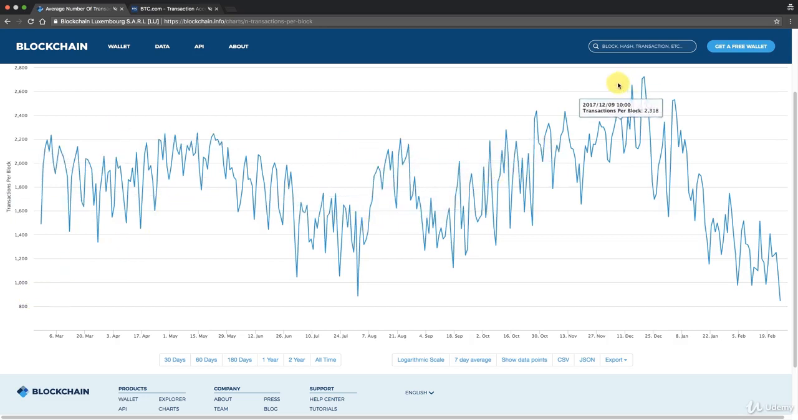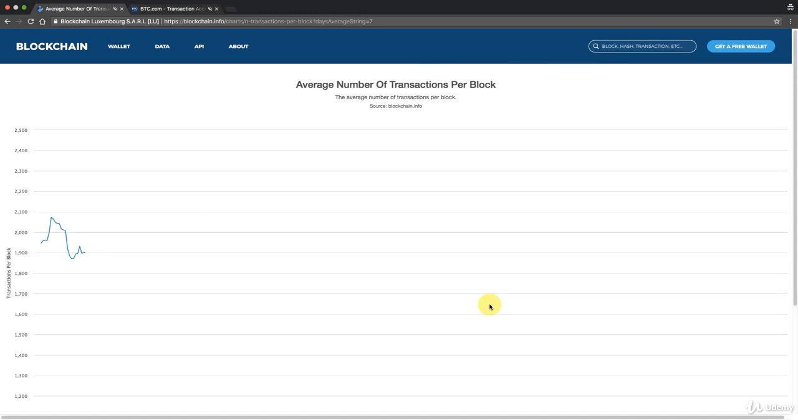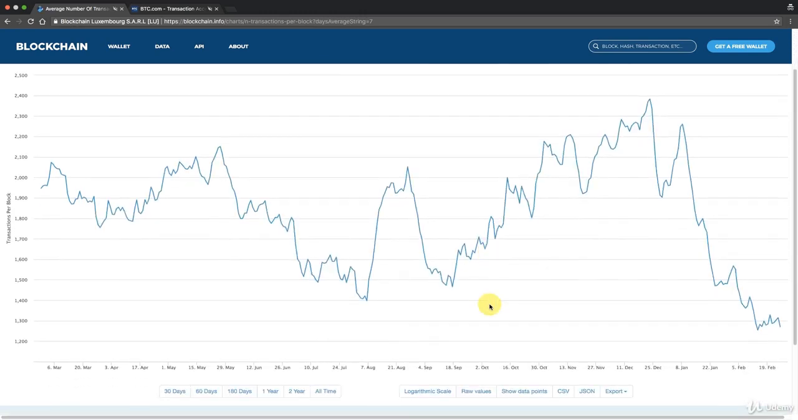You can see that it's sitting at around 2,000. You can actually do a 7-day average here. It doesn't really help. Anyway, you can see that it's about 2,000 right now. It's dropped to 1,300. So yeah, that's the transactions per block, and that indeed can vary because of the size of each individual transaction. So if transactions grow in size, let's have a look at a year.